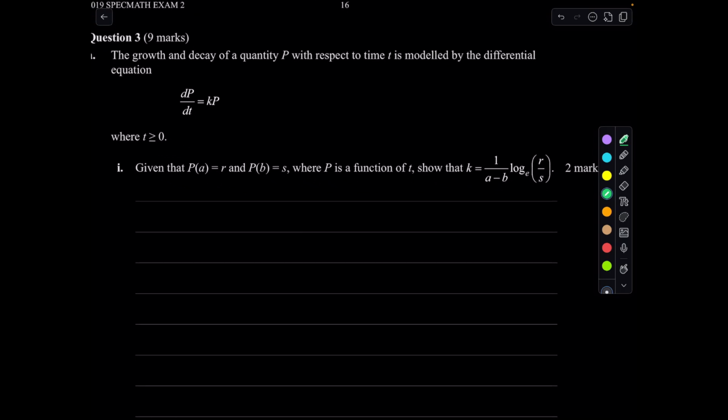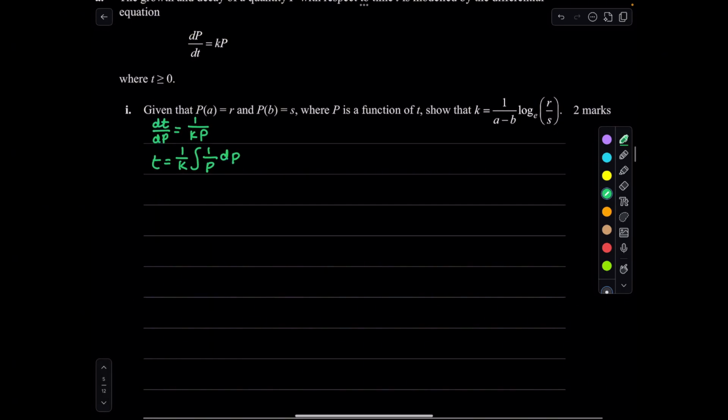So what I'm going to first do is reciprocate this, because I want to get it as dt over dp, which is 1 over kp. And I'm going to take the integral. So I can take that 1 over k constant out. I'm finding the integral of 1 over p in terms of dp. So that's going to be the absolute value of p, but remember, p is like a quantity, like a population, so I'm just going to write it as ln p plus c.